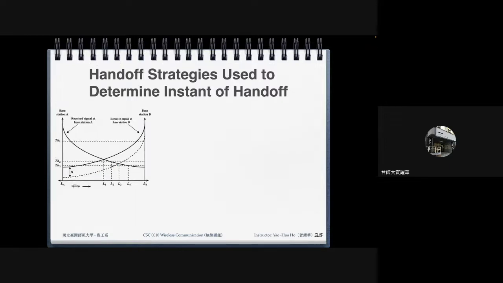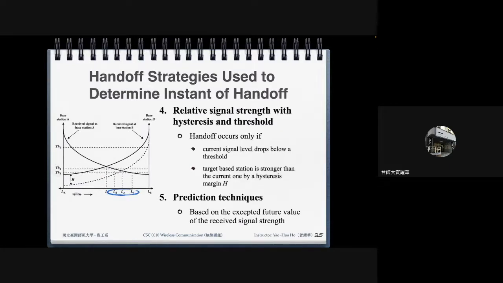All right. So the next one is simply I'm going to apply both signal strength with hysteresis and threshold. The handoff occurs if the current signal drops below a certain threshold, or the target base station is stronger than the current one by some margin. Okay, so that's the one combining both.